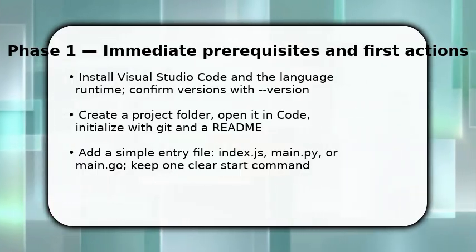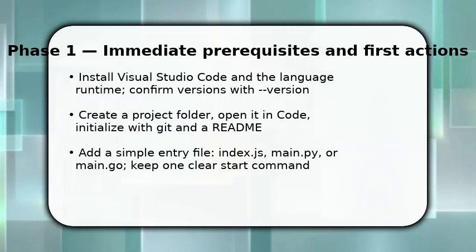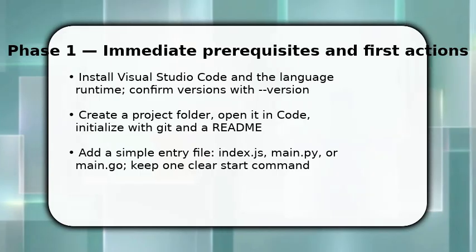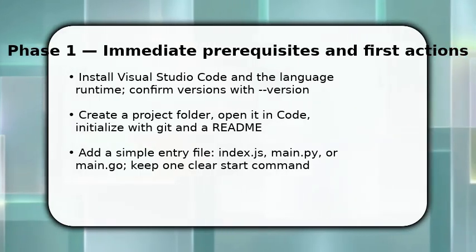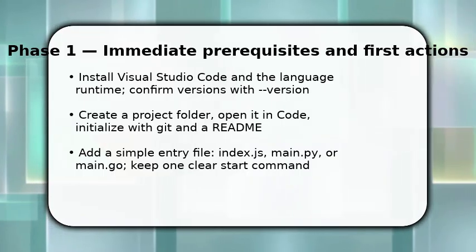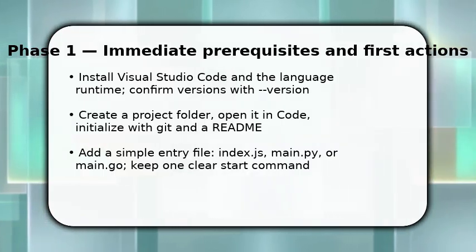Create one entry file: index.js, main.py, or main. Go and define a single start command. Make sure to save and run a quick print or log to confirm the runtime works. This validates the environment before you add complexity.